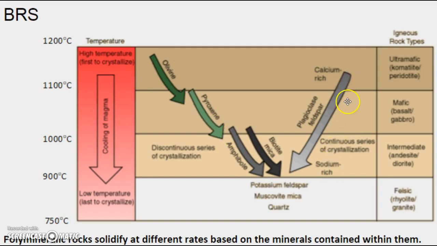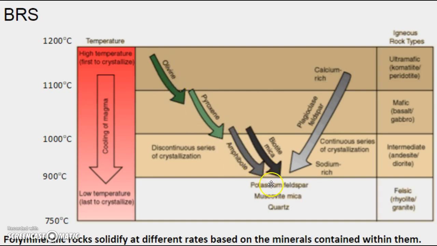Whereas my continuous series, this is all plagioclase feldspar. Up here, it happens to be of the calcium-rich nature, and down here at the lower melting points are going to be more of the sodium-rich. So this is a continuous series because it's all plagioclase, just a difference in calcium and sodium. And these are discontinuous because these are completely different minerals altogether.